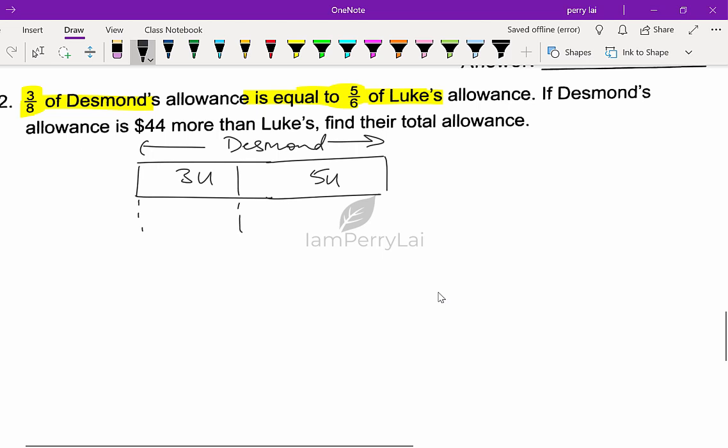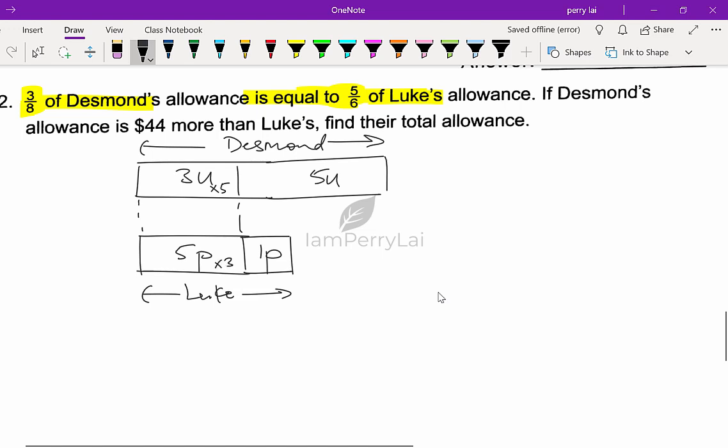So this 3 units must be equal to, I'm going to call it 5 parts. 5 parts out of 6. So there's one more part here. 5 parts out of 6 of Luke's allowance. So these 3 units must somehow be equal to these 5 parts. So we're going to multiply to make the number of units and parts equal. That way you can compare them easily, right? So this one times 5, this one times 3.